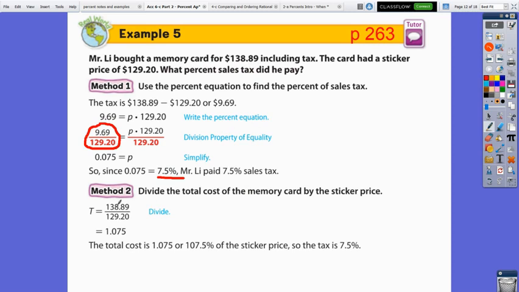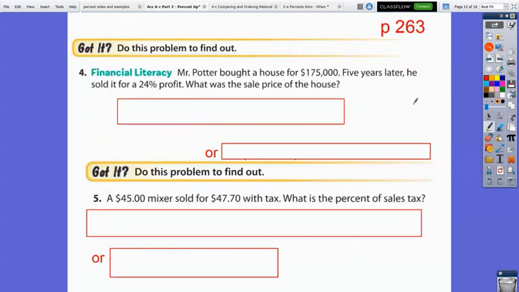The other way, in 1 step, is to divide the total cost by the sticker price. If you do that, you're going to get 1 point something. And the point something part, just like when we used it to calculate the total price, that 0.075 will give you the tax percent, or whatever was added on. So either method works. Method 2 is faster, but a little bit confusing, I think, when you're doing this type of problem. All right, so there's a couple problems here on page 263 to do for these percent application problems.